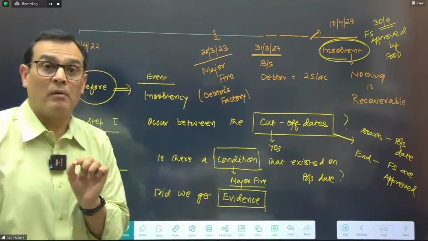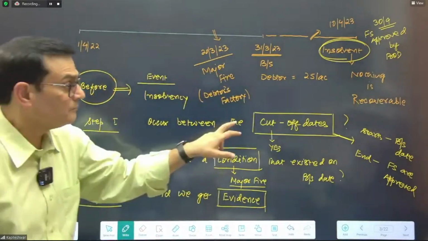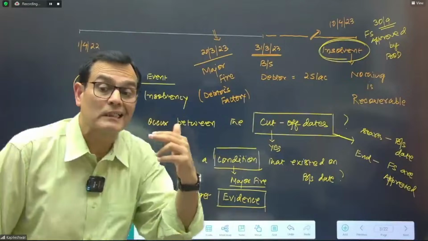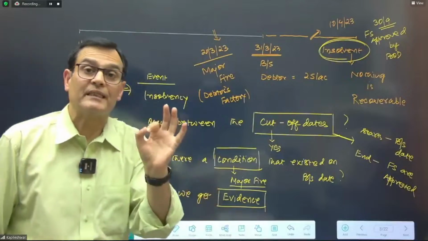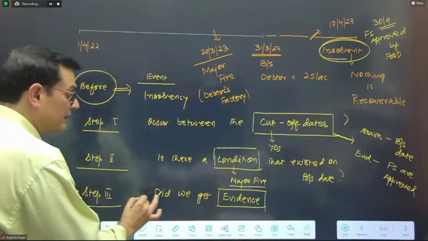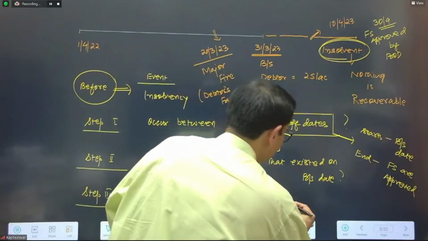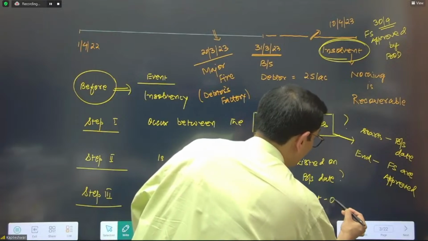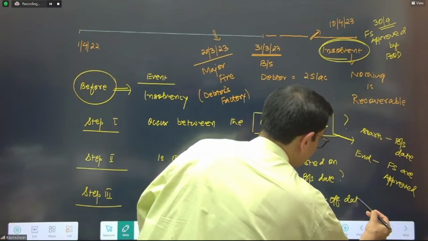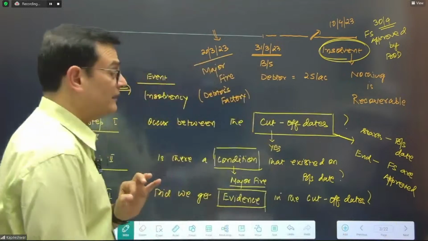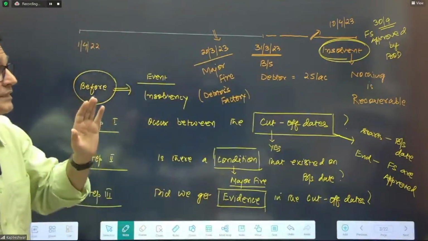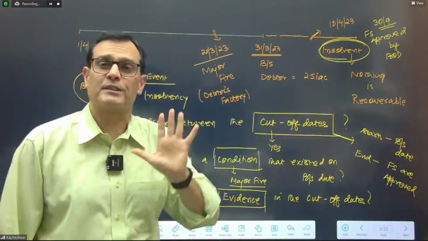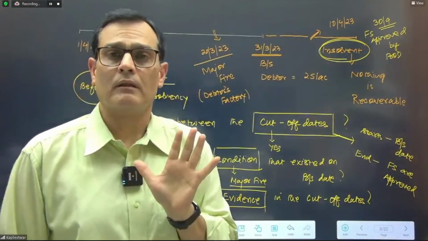I'm putting some marks on the important things. Step number 1, cut-off dates. Step number 2, condition. Step number 3, evidence. So we need to see, did we get evidence in the cut-off dates? You need to get the evidence in the cut-off dates. Mind it, that's also very important. That means you need to get evidence between March and 30th September in my example.